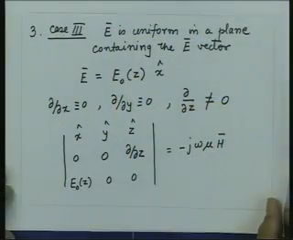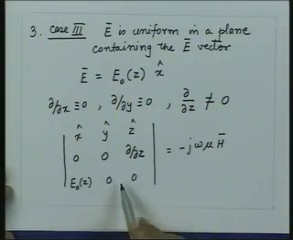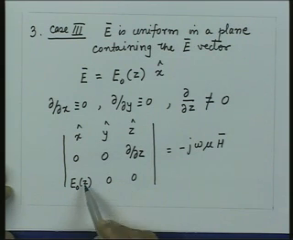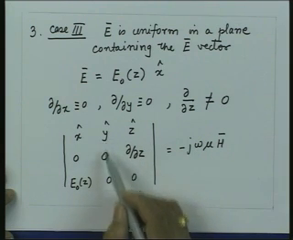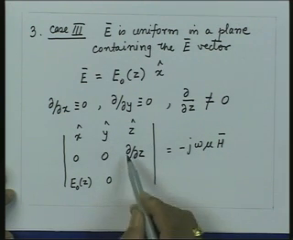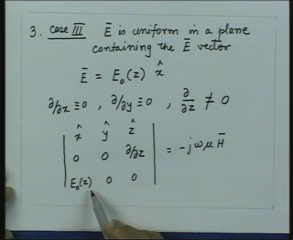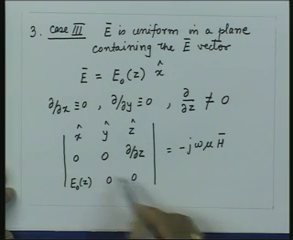I can expand this determinant. So we can see here the x component of this will be minus d E0z by dz. Similarly, the y component will be d by dz of E0z, and the z component will be 0.